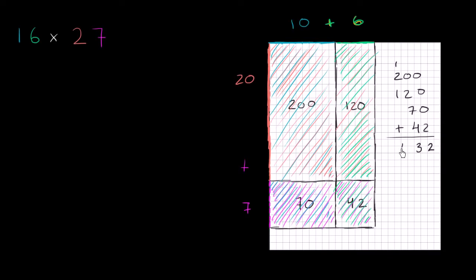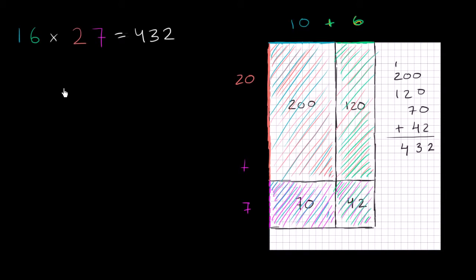And then this is a 4. Did I add that up right? Let's see, this will be 11. Yep, that looks right. So this is 432. And you might be saying, hey, Sal, why did we go through all of this business?